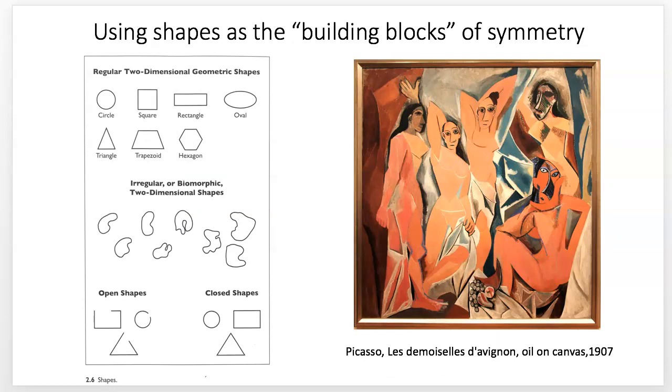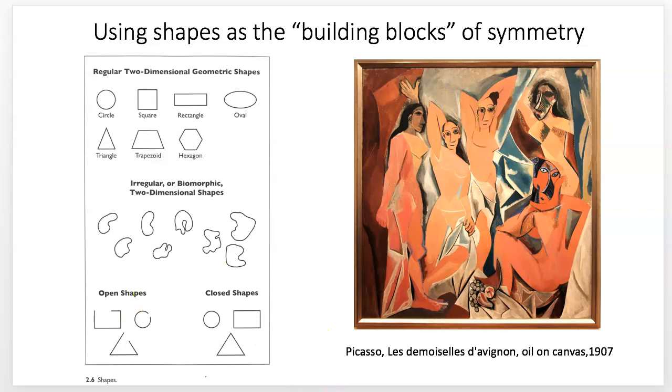So for this project we're going to be using shapes as the building blocks of symmetry. Now shapes have different types of qualities to them, just like lines do. There's open shapes, closed shapes, irregular, sometimes called biomorphic shapes like natural, and then there's the more regular or geometric shapes we get. And a lot of paintings are basically shapes of color. Mostly that's what painting really is. You don't get as much line in painting, more like blocks or shape of color.